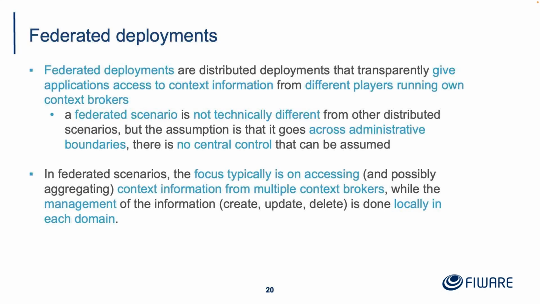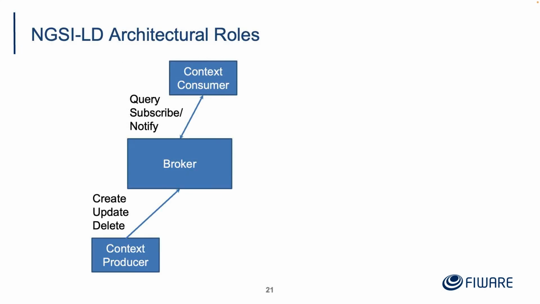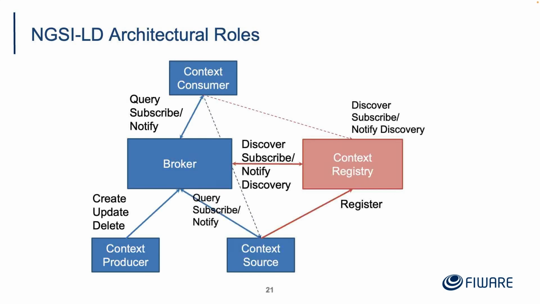So this is the basic way in which you would normally have the architectural role. You would have your context consumer talking to a broker, which would then get hold of the information, and of course the context producer would be updating the broker. However, with a federated system, you could have multiple sources.